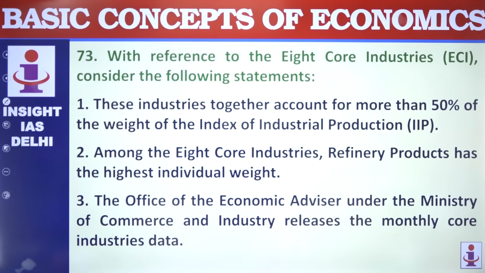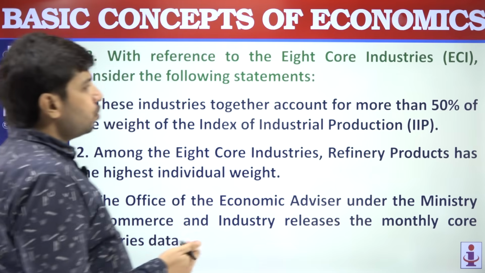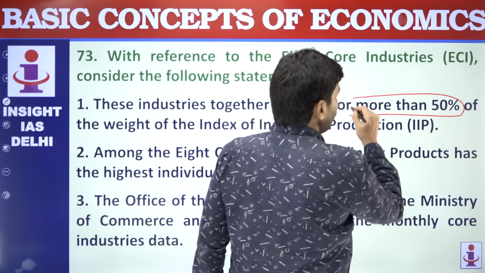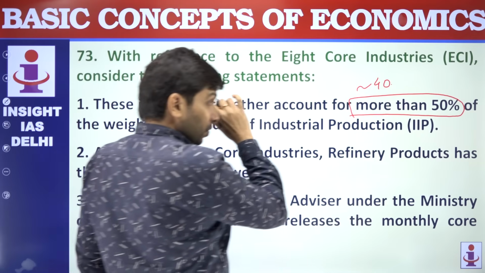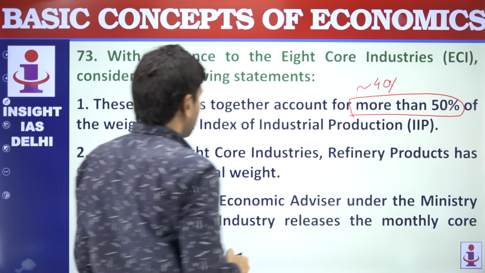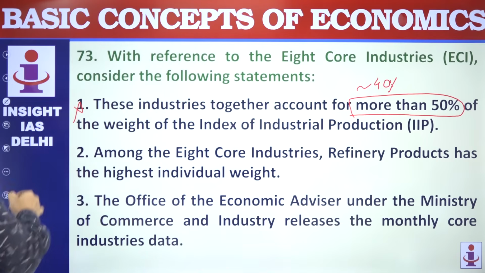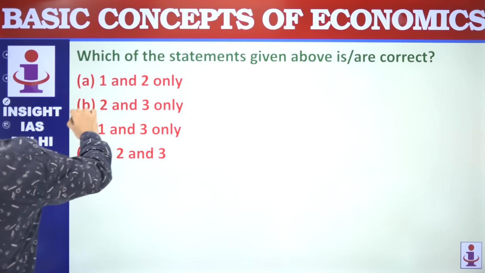Next is 8 core industries. These industries together account for more than 50% of weight. They do not account for more than 50%. They account for nearly 40%. So this statement is not correct. Among the 8 core industries, refinery product has the highest individual weight. This is correct. The Office of Economic Advisor releases monthly core industries data. So 2 and 3 are correct.